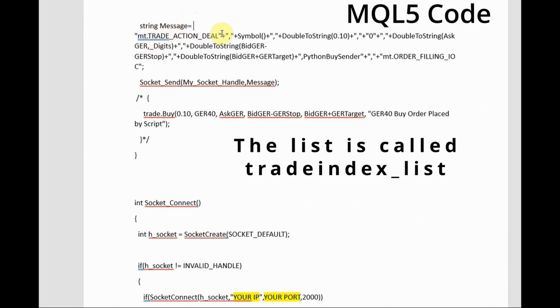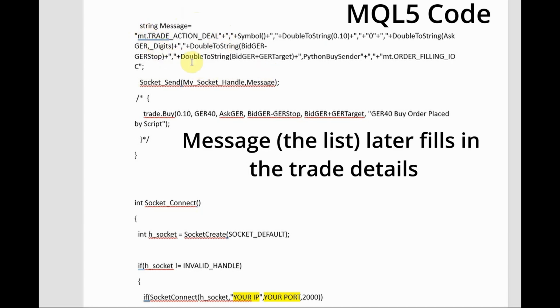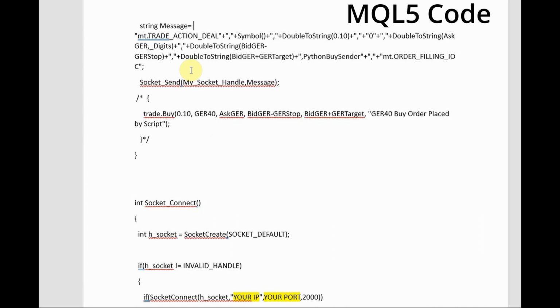We've got mt.trade action deal, and then we've got to concatenate, so basically combine all of this string information, and it pulls together all of the information that we need to then send it across to Python and place an order using the request order send function. We've got the deal, the symbol, this is the volume, this is the trade type.